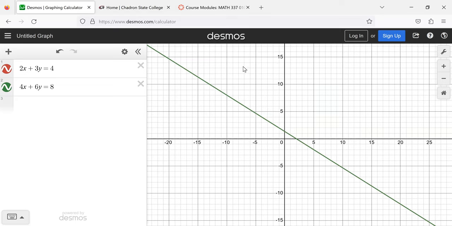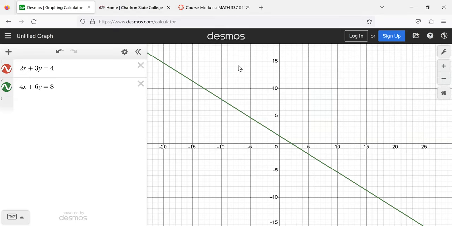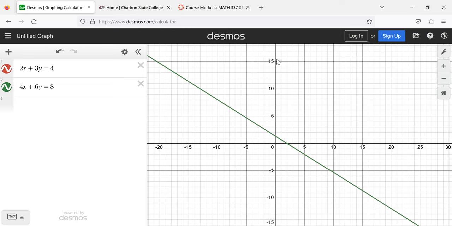And we want to be a little careful with our terminology here. I mean, not every point is a solution. Like (0, 15) isn't. It's not on these lines. But these lines are the same line. Every point that's on one of these lines is on the other line, and there are infinitely many points on the line. So there are infinitely many solutions.